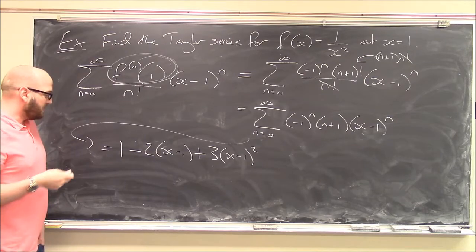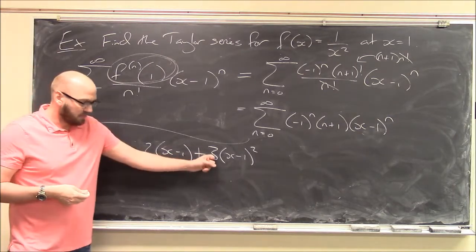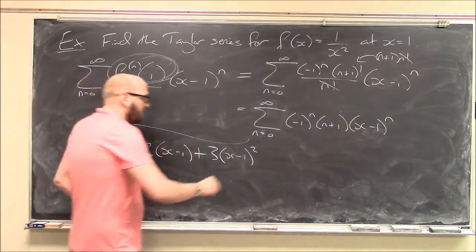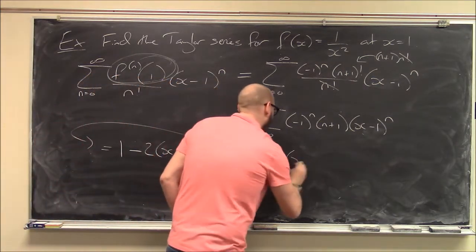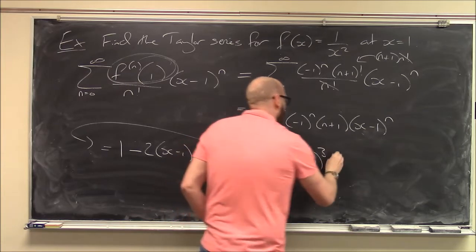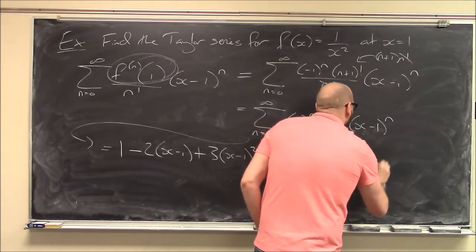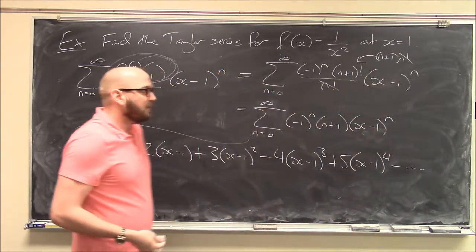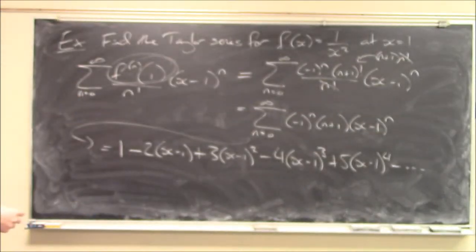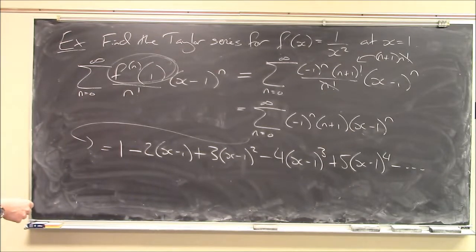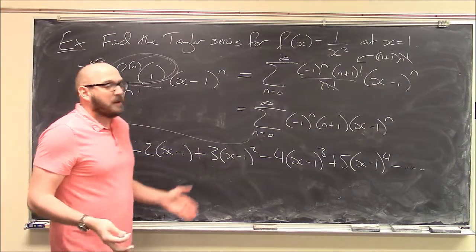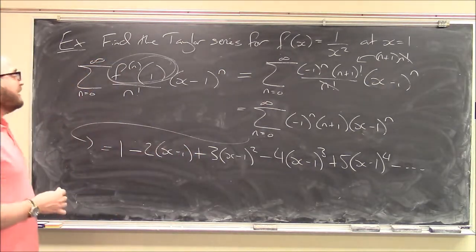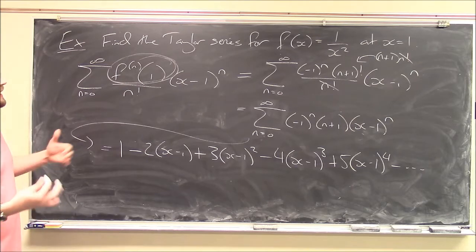And it's not too hard to identify the pattern here. This number is just increasing 1 every time. My power is increasing 1 every time, and I'm alternating the sign. So this will be minus 4 times x minus 1 cubed plus 5 times x minus 1 to the 4th minus 6 times x minus 1 to the 5th, and so on. All right, there's my power series expansion. I have no idea if this converges. I haven't thought about it. I don't know if it equals the original function or where it does. I haven't done that either. But this is the so-called Taylor series for this function.